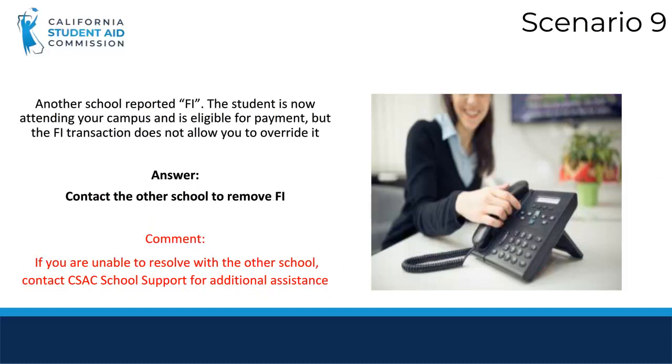For this scenario, what if another school reported FI? The student is now attending your campus and is eligible for payment, but the FI transaction does not allow you to override it. In this case, you would contact the other school to remove the FI code, and this will allow you to process your transaction. If the school that placed the code is non-responsive, you can contact our school support unit for assistance with removing this code.